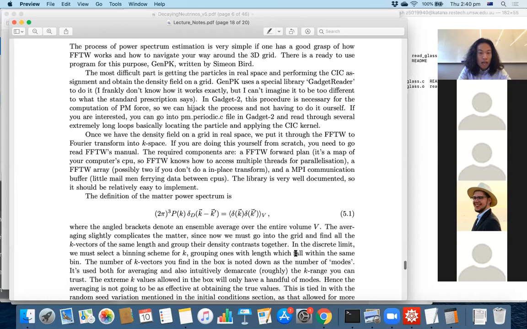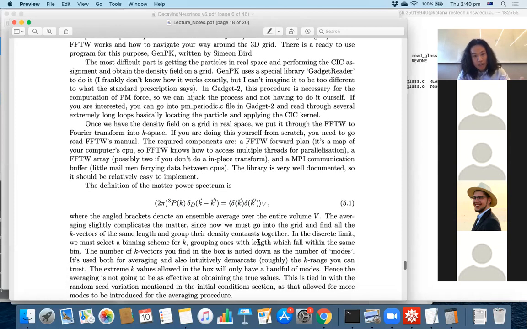So you have to go through the entire K grid, note down the delta of K squared at every single grid point, and then also in another file, or another array, note down how many times you have seen this K length. So usually you see this referred to as modes. And then at the end, when you're averaging, you divide by the number of modes inside that particular K bin.